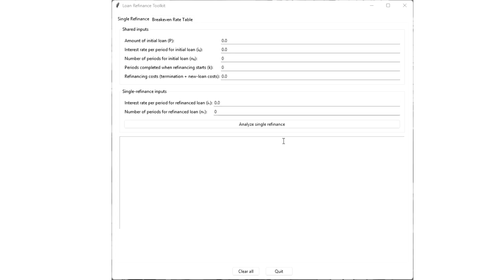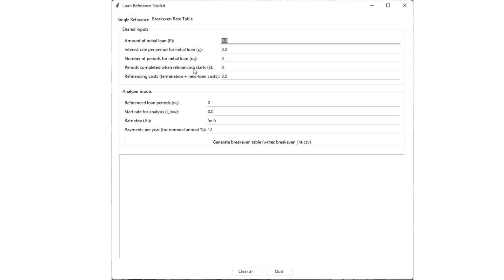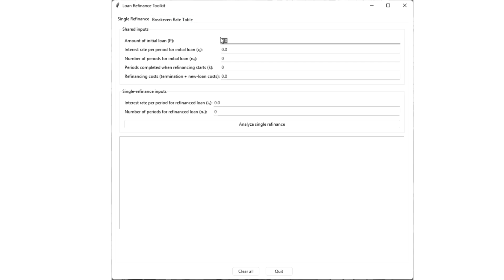This is the first of 2 short videos that I'm inserting into my larger video concerning the loan refinance toolkit. There's 2 different features here. There's the single refinance, which I'm going to do now. Then I'll come back and do a second short video on this break-even rate table. So we're going to use the example that I talked about, the Butterfields.